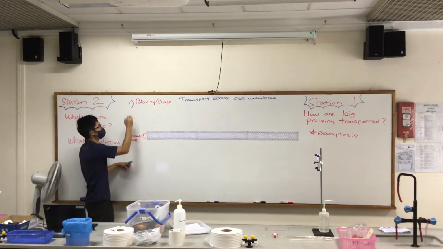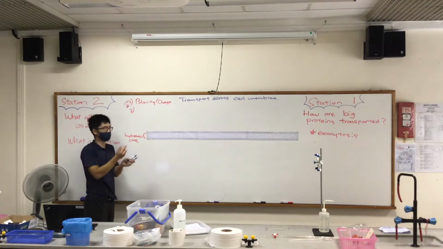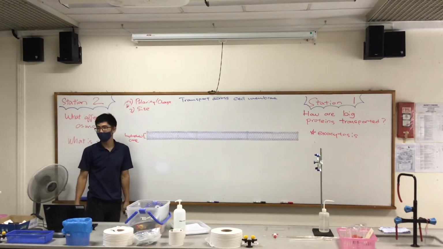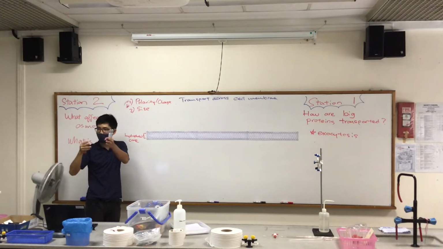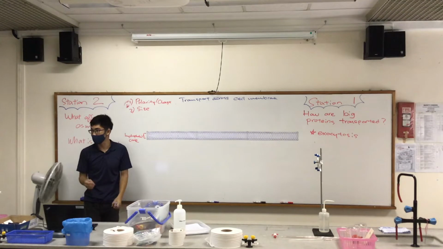Alright? Number two, what's the second thing that can affect whether a substance can pass through a membrane or not? Size. So small things can just slip through the cell membrane quite easily, because these phospholipids are constantly moving. There will be gaps here and there, and things can pass through if they are small enough.